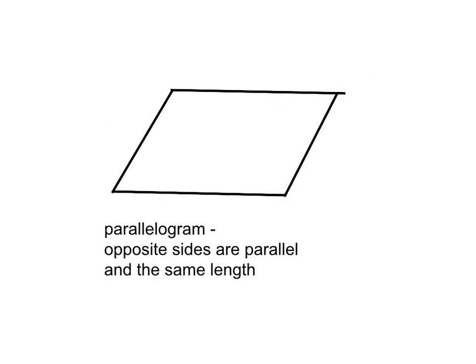This here is a quadrilateral called a parallelogram. We have opposite sides, which are not only parallel, but they are also the same length. So that distance right there should be the same as that distance right there. And this side, which is opposite this side, not only are they parallel, but they also have the same length. Parallelogram.